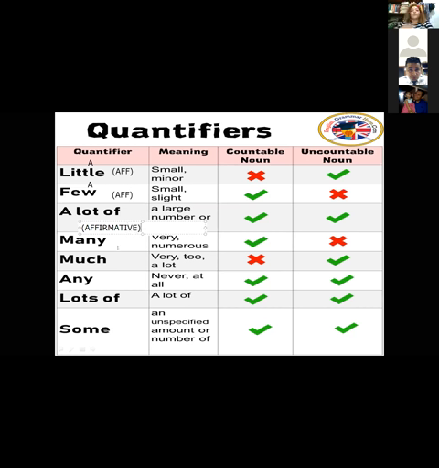Okay, now, many and much. Both mean a large quantity, all right? But many is used with countable nouns, and much is used with uncountable nouns. And we're going to use many and much with negative sentences. So I'm going to give you some examples. Many: I don't have many friends. Much: I don't have much money. Uncountable noun. Okay? Very good.